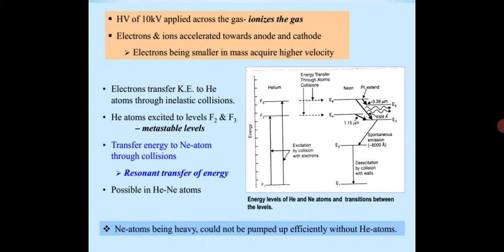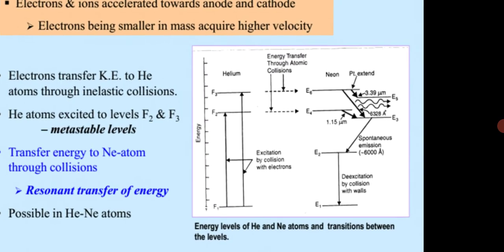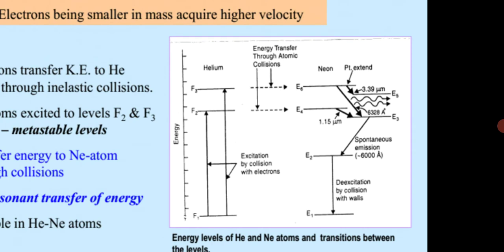So now if you observe over here in this figure, what you will observe is that when helium transfers its energy to the neon atoms, at the time of collision, neon atoms get excited into the E6 level, and from that E6 level they transfer by spontaneous emission to the E5 level or E3 level.